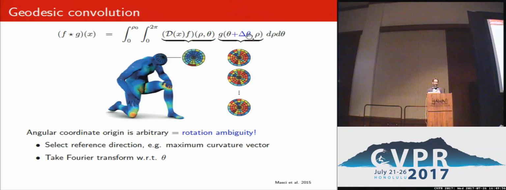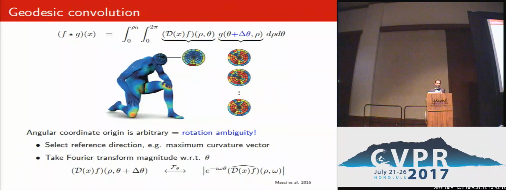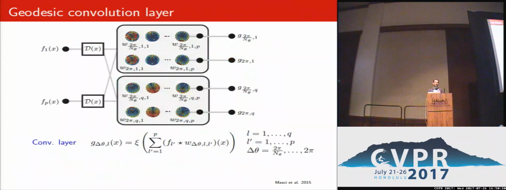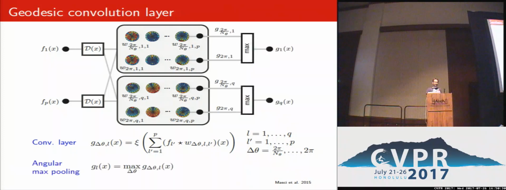We can also take the angular coordinate and take the standard Euclidean one-dimensional Fourier transform with respect to this coordinate, and this will translate the rotation ambiguity into a complex phase. If we take the absolute value of the Fourier transform, we get rid of the phase and make it rotation invariant. The third possibility would be to keep all the rotations, and we call this angular max pooling. We extract the patch, we apply the filter, so it's like correlation with a rotating mask, a rotating template, and then at the end we take the maximum.